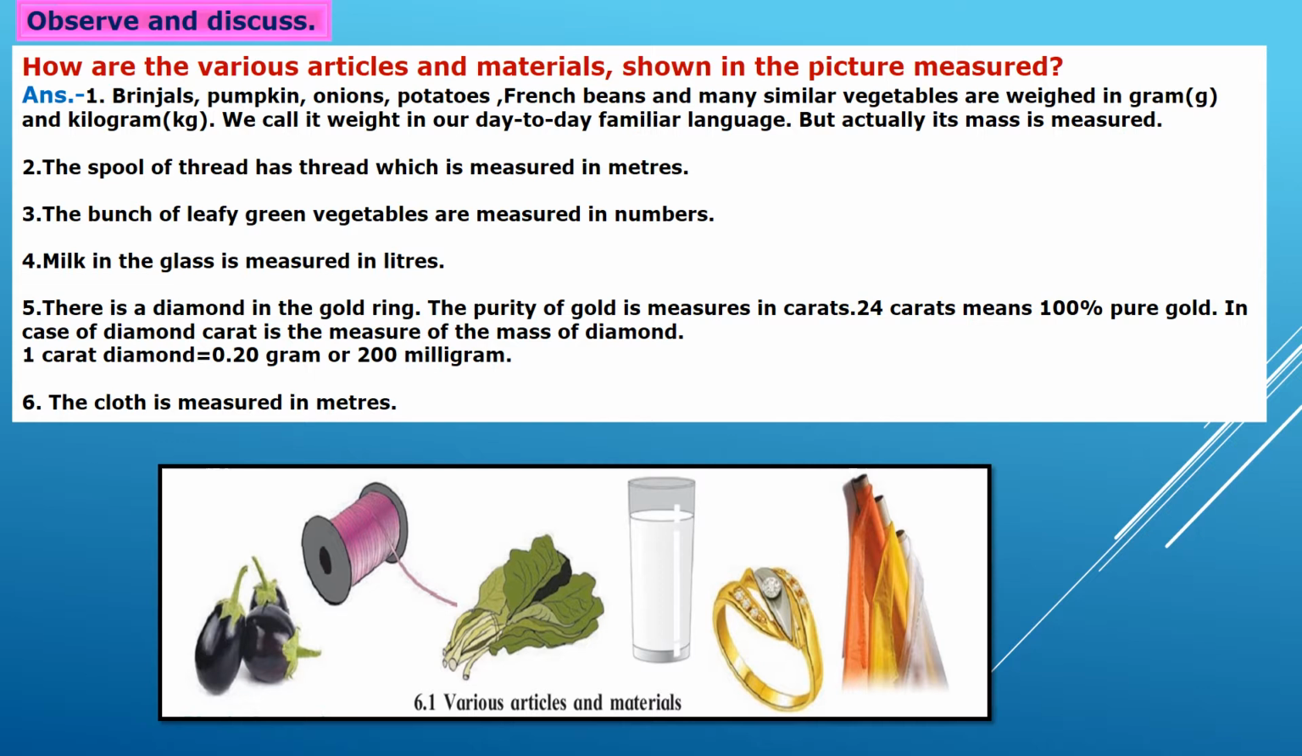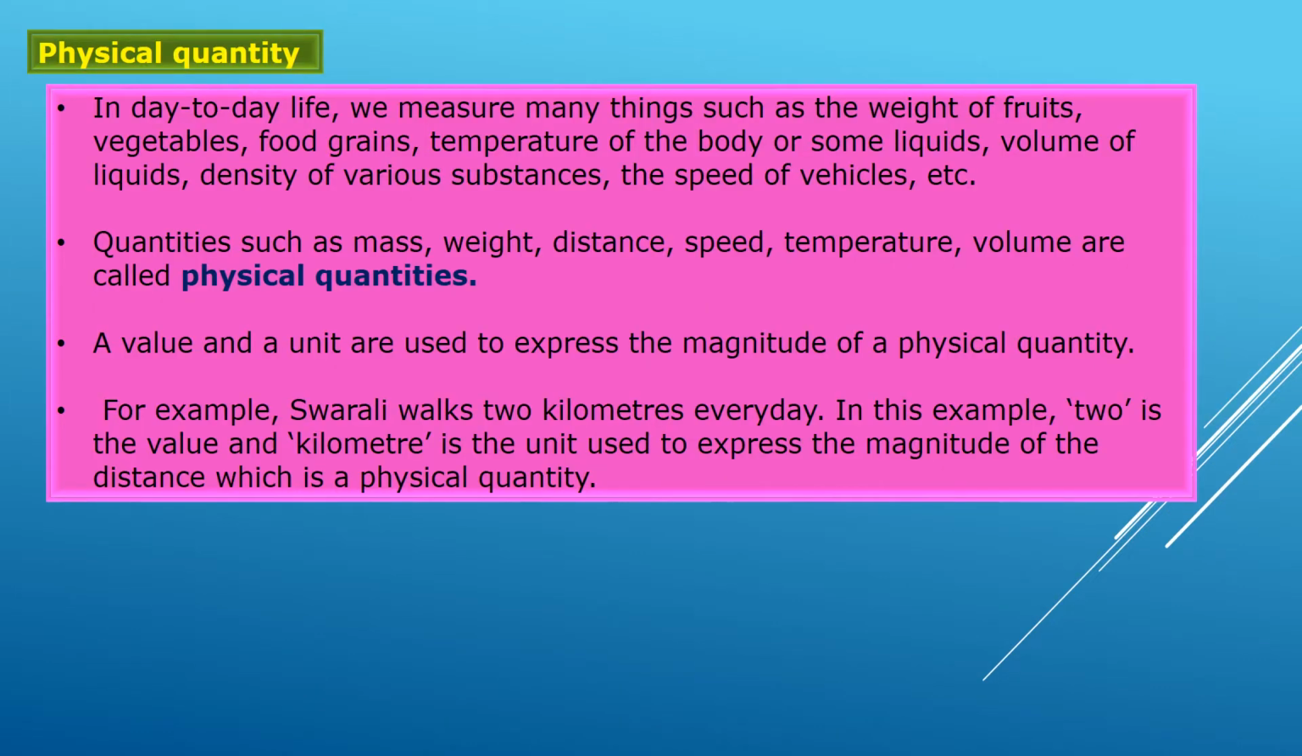The cloth is measured in meters. So these are the articles and materials, and they can be measured in different units. Now children, let us see physical quantity. In our day-to-day life, we measure many things such as the weight of fruits, vegetables, food grains, temperature of the body or some liquids, volume of liquids, density of various substances, the speed of vehicles, etc.